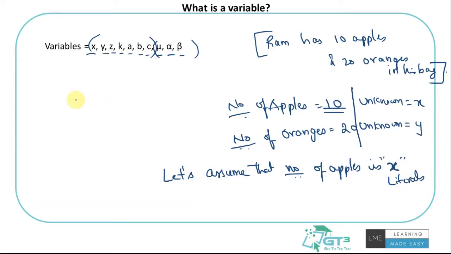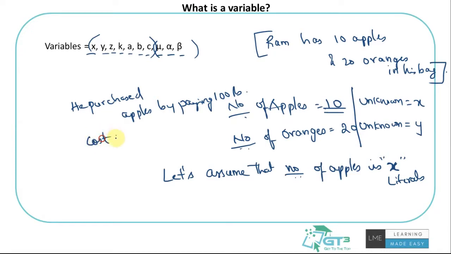Now there could be a clue, for example, that he purchased the apples by paying 100 rupees. So Ram purchased the apples he has by paying 100 rupees, and the cost of one apple is 10 rupees. With these two lines, I can figure out how many apples he must be carrying. We obviously know, if one apple costs 10 rupees, how many apples can someone buy with 100 rupees? That is basically 10 apples.